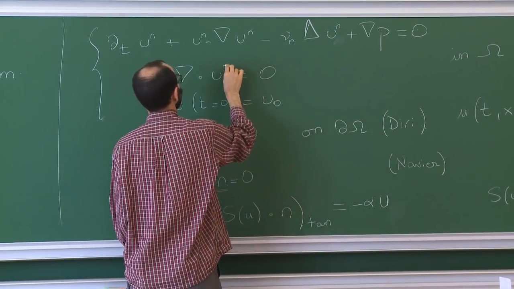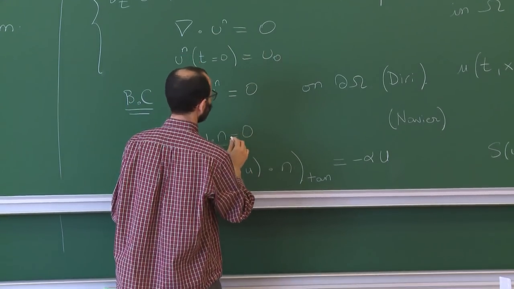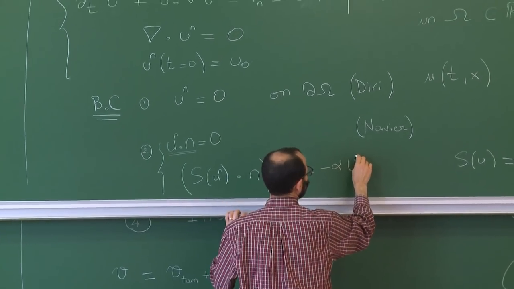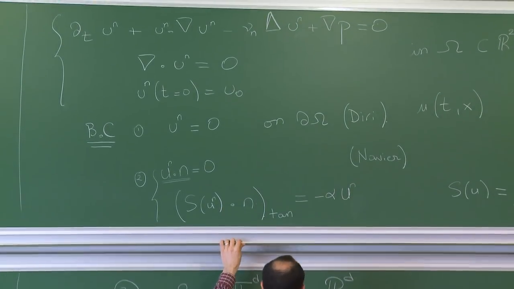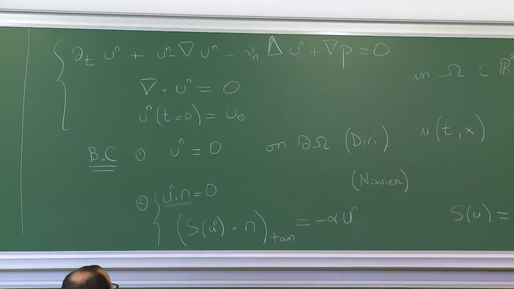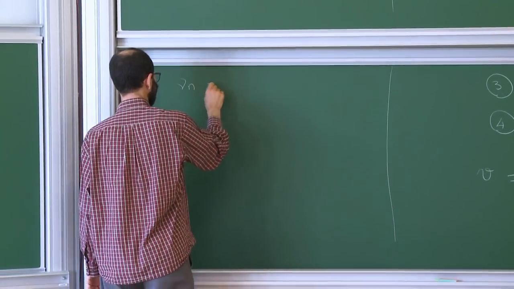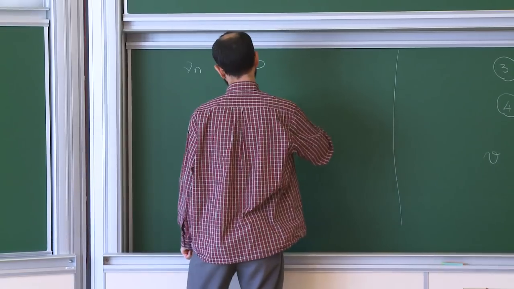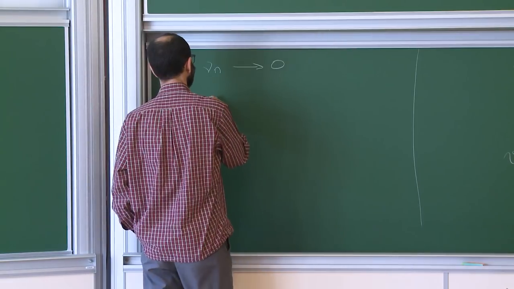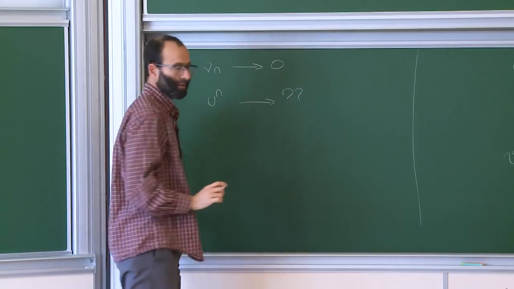Okay, so it's the same. Maybe n is a bad notation, but okay. Right, and then the question you want to understand is what happens. So you are thinking about as if you have a sequence, nu n going to zero. Nu n is a sequence of viscosities going to zero, and you want to understand what happens to u n.